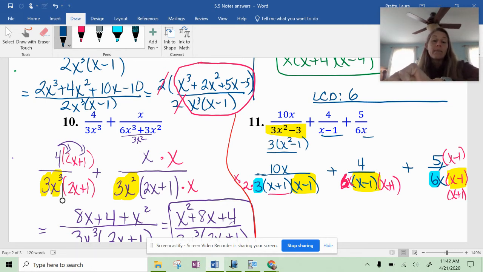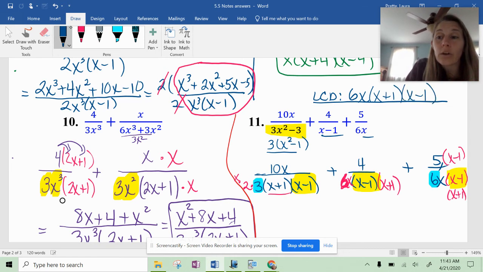Then I'm going to look at my monomial terms. The first one doesn't have any. The second one doesn't have any. The third one just has that single x. So I'm going to need to make sure I have an x on my denominators. My least common denominator has to include just that one x. Then binomial terms, I have both an x plus 1 and an x minus 1 that are going to be needed. So my least common denominator for each of the three fractions has to be 6x times x plus 1 times x minus 1. So whatever they're lacking needs to be multiplied to get it to that.